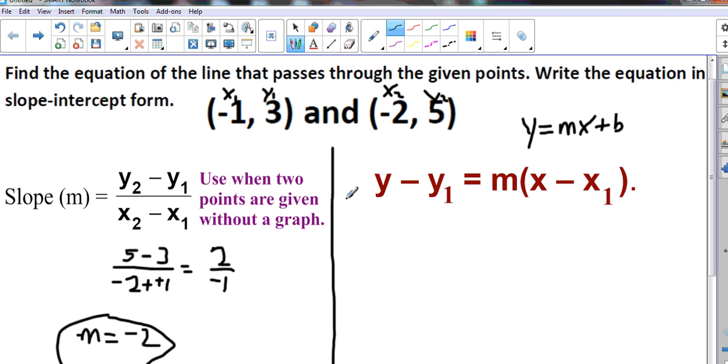Okay, so now that you have the slope, you can go back to the point-slope formula and go ahead and substitute in. Bring down the y, the minus sign from the formula. y1, just might as well use the y1 that you have already. So it's 3. The equal sign. The slope you found is -2. So I'm going to substitute that slope in as -2. Then I'm going to copy down the x and bring down the minus sign. And x1 is the -1.